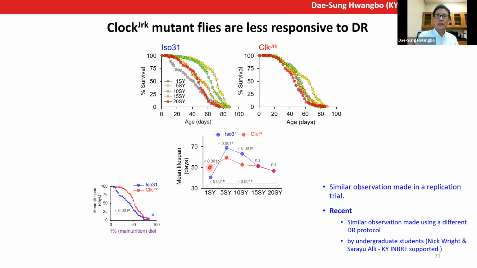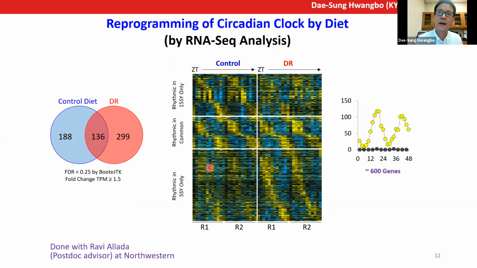So this is carried over from my postdoctoral work. We decided to analyze the circadian transcriptome using RNA sequencing analysis. So this is a control food, like 15%, and this is a diet restriction of 5%. Every 2 hours, we collect the samples and run the RNA sequencing analysis. This is actually quite a lot of work.